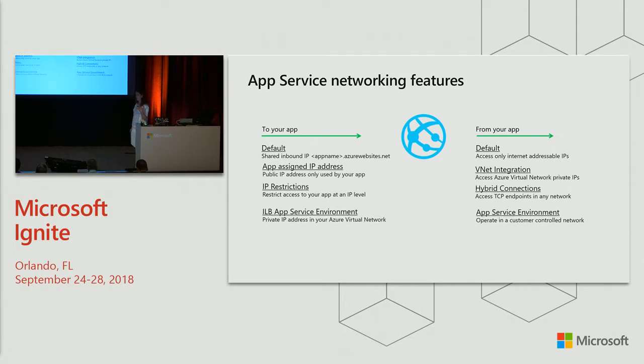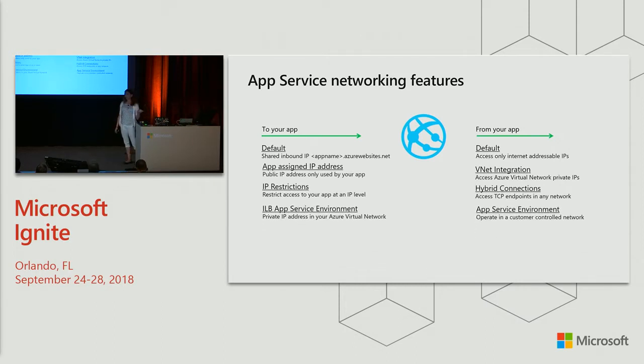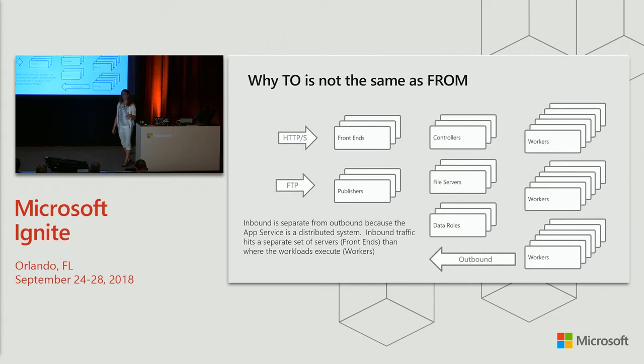So current networking features. We have a number of features today that handle the incoming traffic and the outgoing traffic to your web apps. Now, we need a separate set of features for incoming as well as outbound because we're on a distributed platform. The roles that take your inbound requests are different than the roles that host your actual workloads. So we have to have a different set of features. It's not like you're on one VM with one IP that represents that one VM. Instead, you have a number of roles with their own addresses and different networking characteristics that handle your incoming traffic, and you have separate roles that host your workloads.